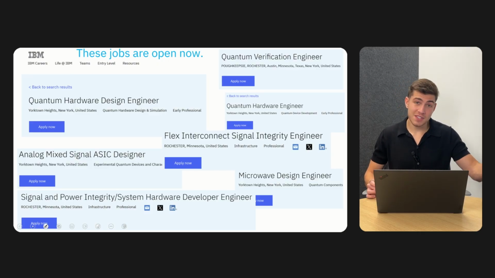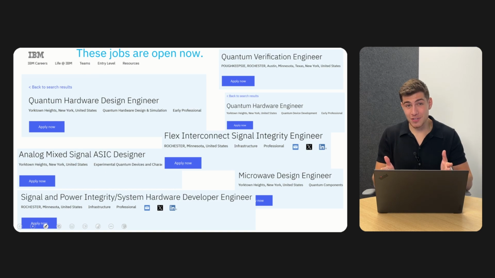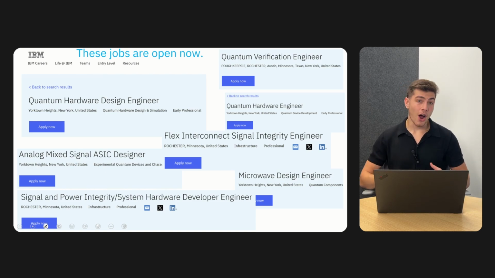Now, there's also some physics jobs posted, but the vast majority of the jobs posted for IBM Quantum right now are pretty much electrical engineering and mechanical engineering roles. Quantum computing is not just about the quantum physics, the algorithms, the math. Quantum computing is so much more. It's control electronics, it's software, it's hardware, it's mechanical engineering, it's FPGAs, it's ASIC design, it's so much.